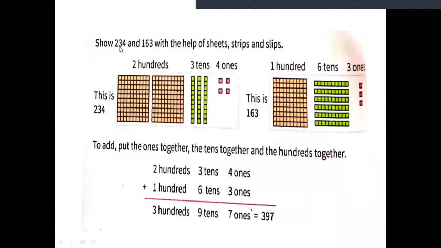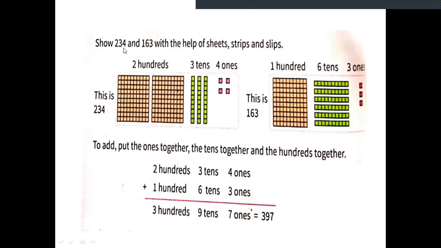Show 234 and 163 with the help of sheets, strips and slips. Sheet is 100, strips are 10, slips are 1. We call this one sheet, this one strips and this one slips. Okay.